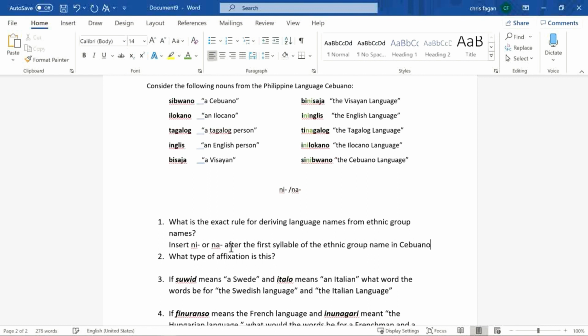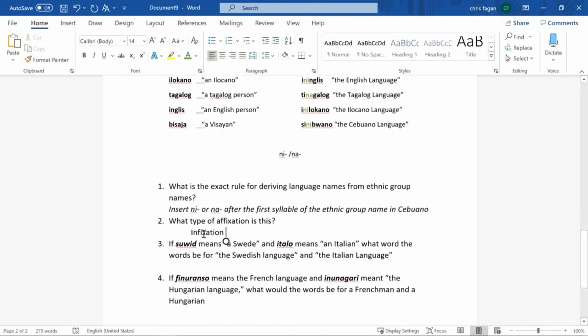in Cebuano. What type of affixation is this? Well, you guys will remember we learned about a couple of kinds of affixes, prefixes, suffixes, and I gave you guys that one example of an infix in English. This looks like an infix. It goes inside of a word. So this is infixation. You will see an infix in one of your problems, so it's good to know that.